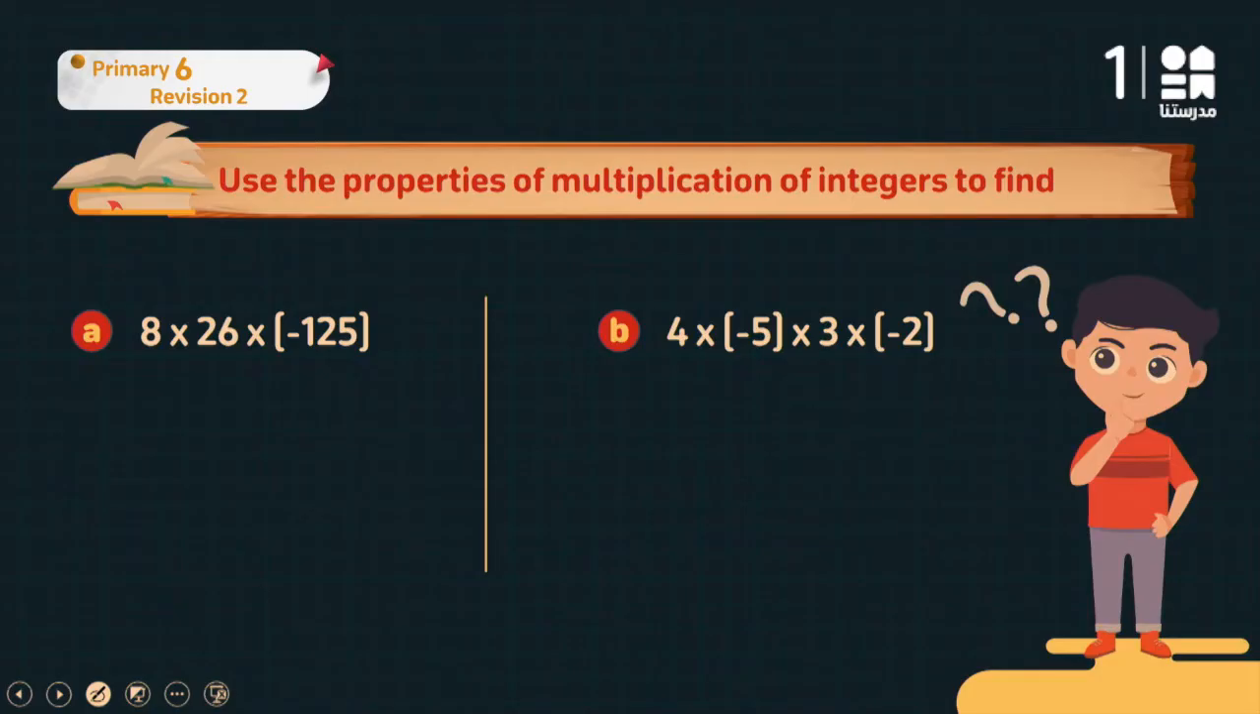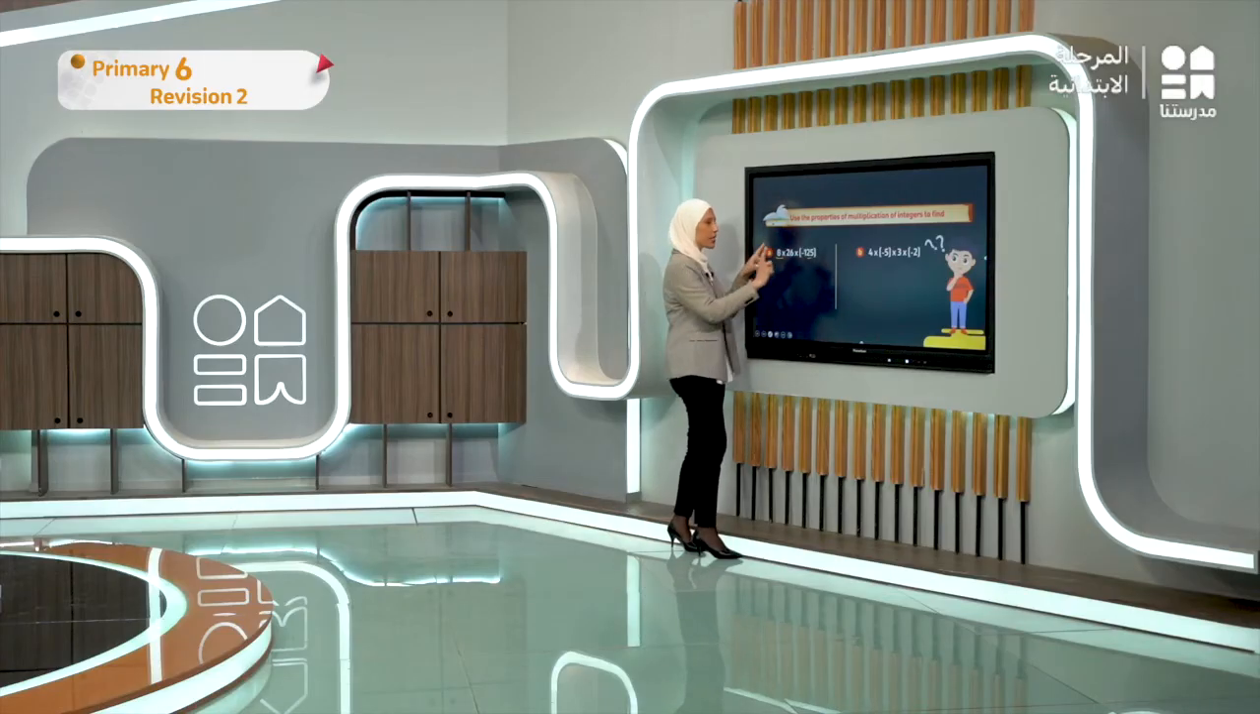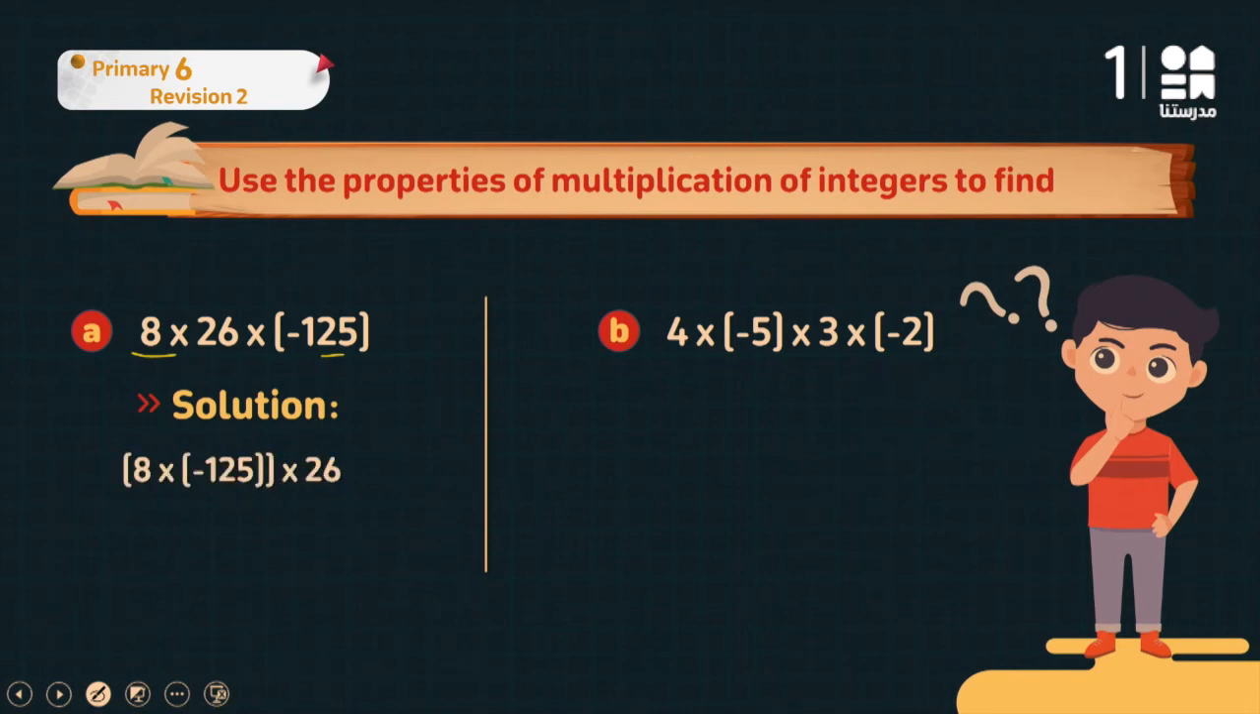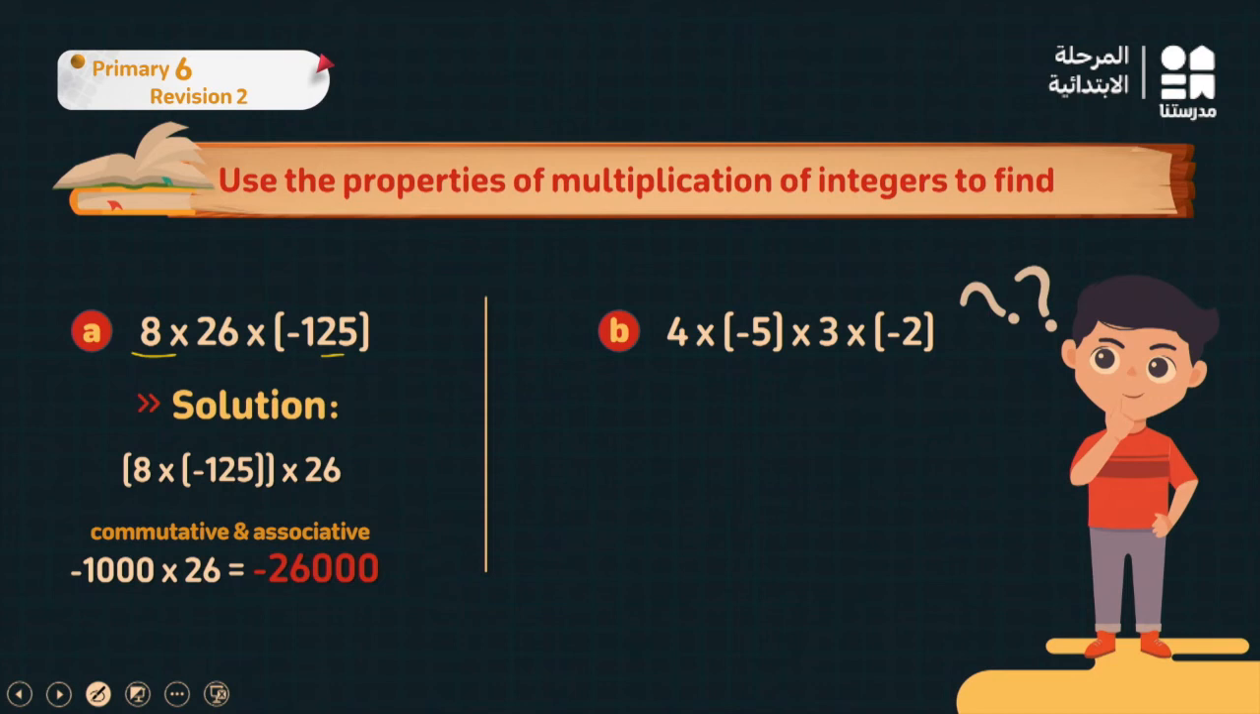Here he gave me 8 times 26 times negative 125. Here I have friends: yes, I have 8 with negative 125. So in our step, I will use the commutative property by replacing 26 with negative 125. I will write it like that: 8 times negative 125 times 26. Now I will answer without using the calculator. It will be negative 1,000 times 26, so it will be negative 26,000.